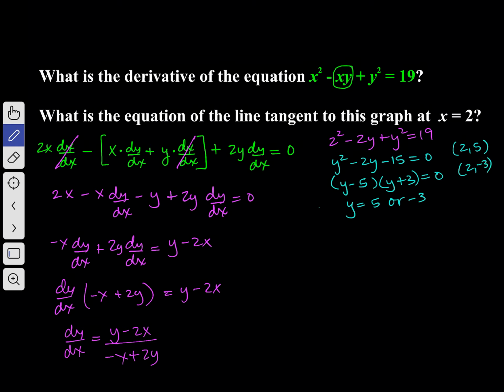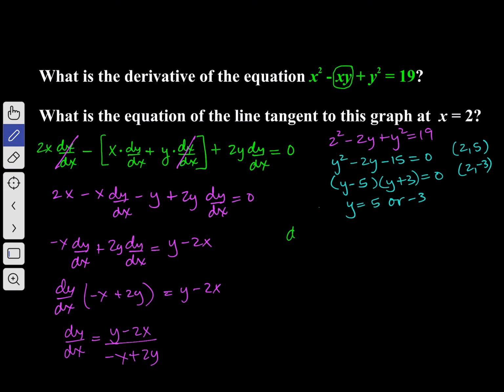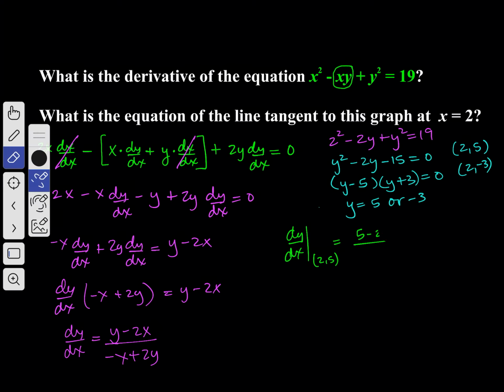Now let's evaluate the derivative at each of those points. So my next step, dy/dx evaluated at (2, 5) would equal, let's see, 5 minus 2 times 4. Just kidding.